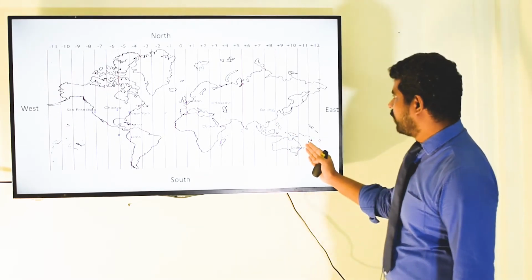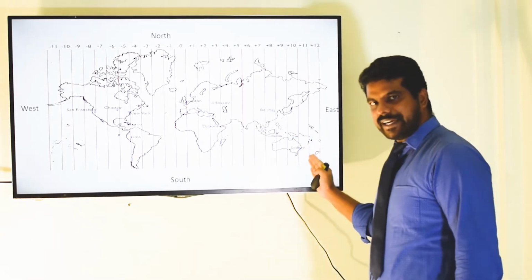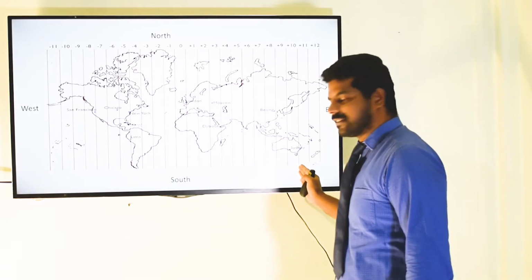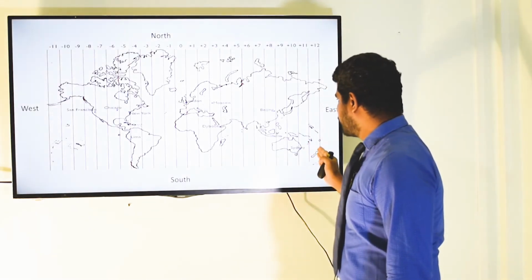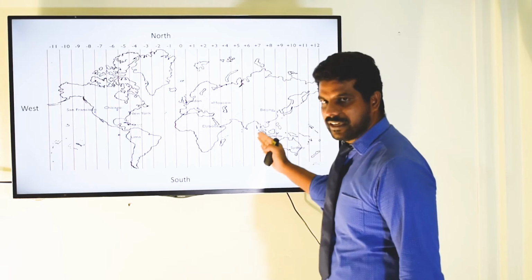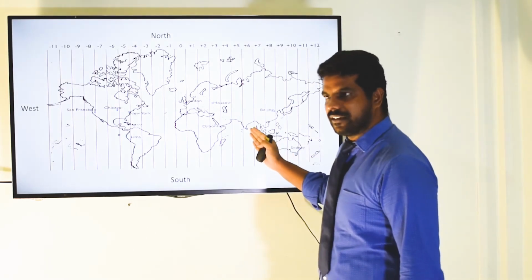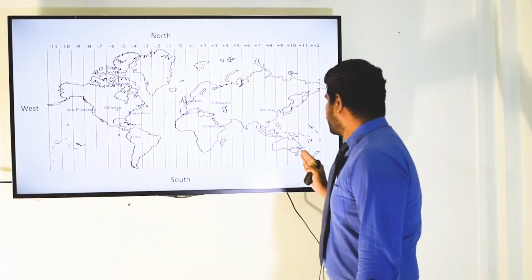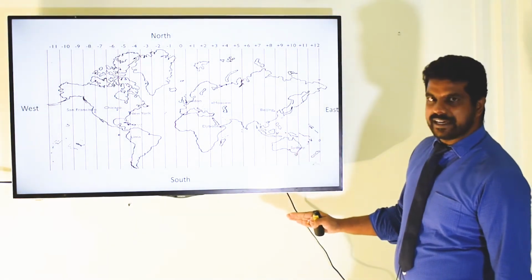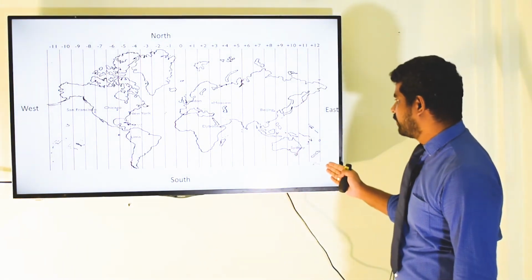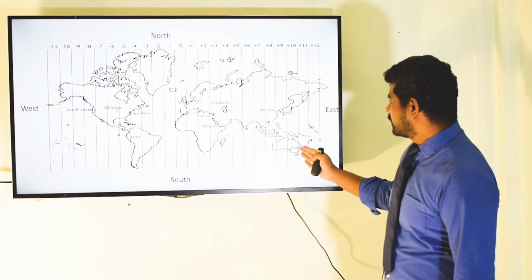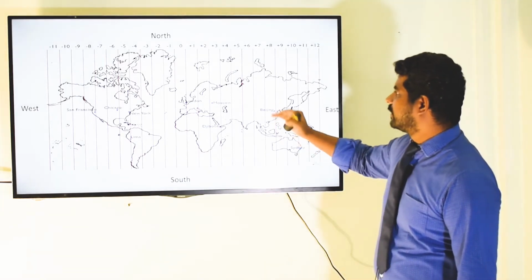So always remember here, the right hand side will always be advanced. Any country which comes on the right hand side of another country, the left hand side countries will be behind, and the right hand side countries will always be advanced, right? So Sydney is advanced and Beijing is behind.